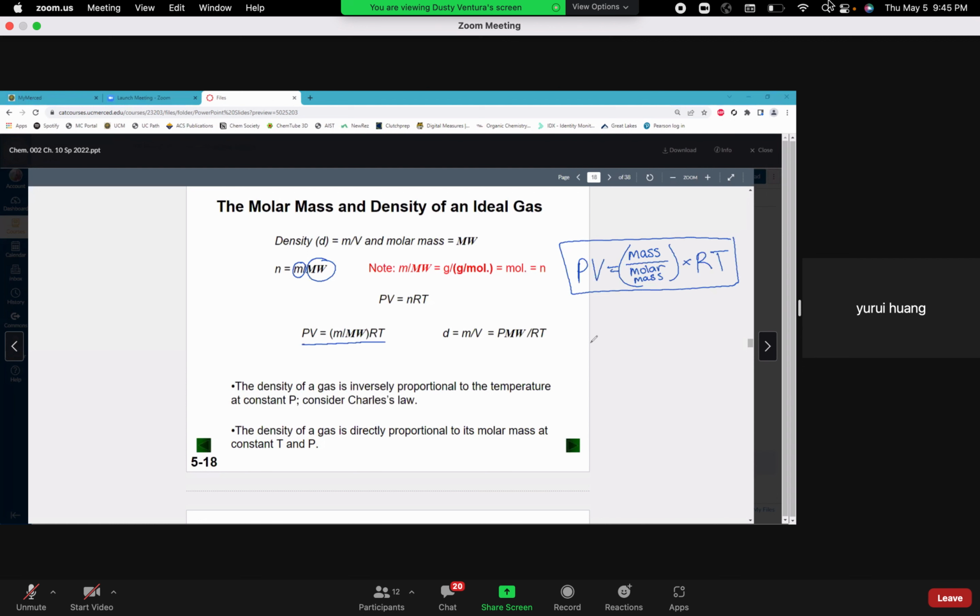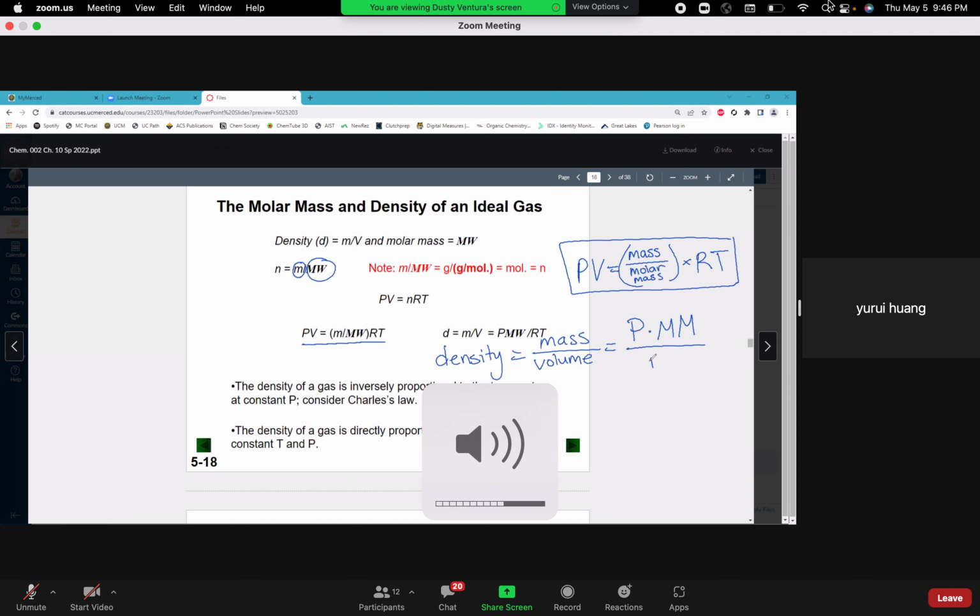And for the right hand side, D equals m over V. What do M and V refer to? Mass over volume. So this is density equals mass over volume. The density of a gas is equal to pressure times molar mass over RT. That one is useful, you want that one. In fact, it would be safe to have both of those.